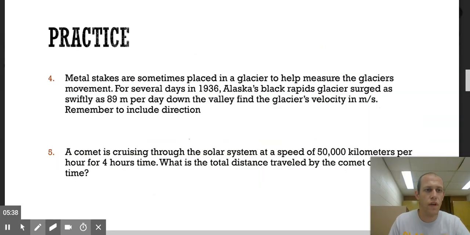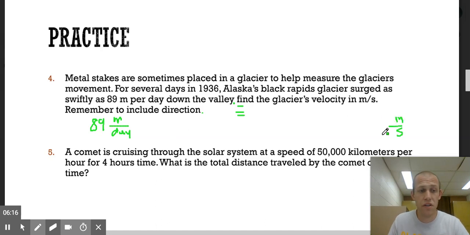A few more problems. Number 4, metal stakes are sometimes placed in a glacier to help measure the glacier's movement. For several days in 1936, Alaska's Black Rapids Glacier surged as swiftly as 89 meters per day down the valley. Find the glacier's velocity in meters per second. Remember to include direction. So let's look at what we first have. We have 89 meters per day. I eventually want that to be meters per second, way over here.